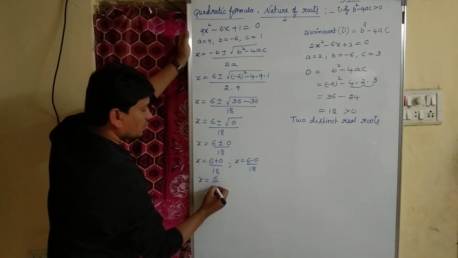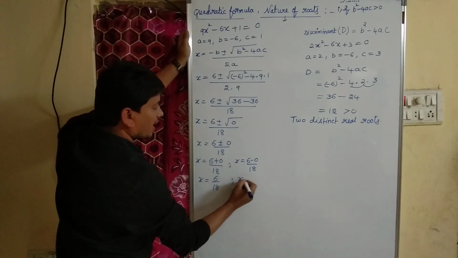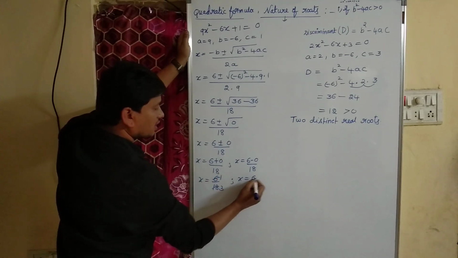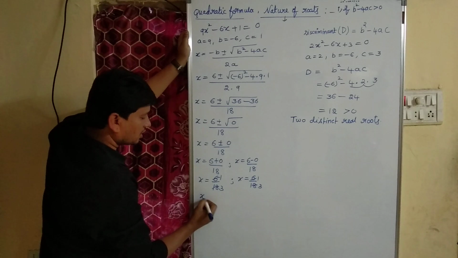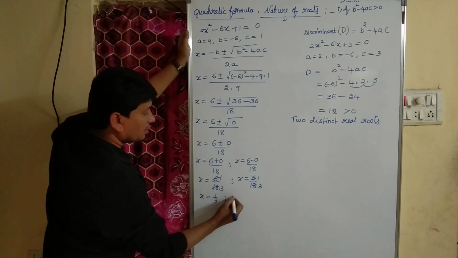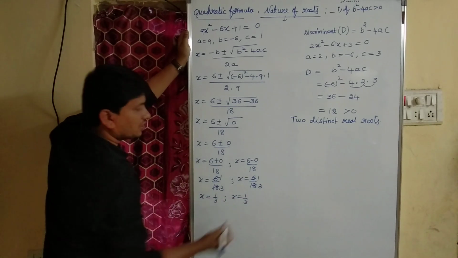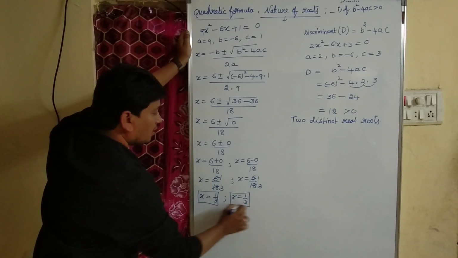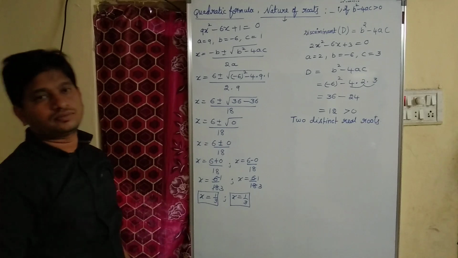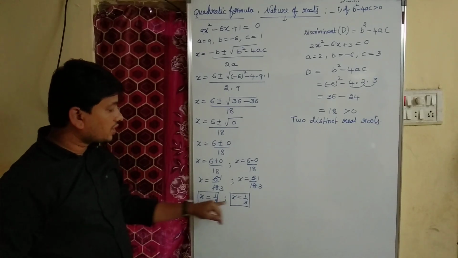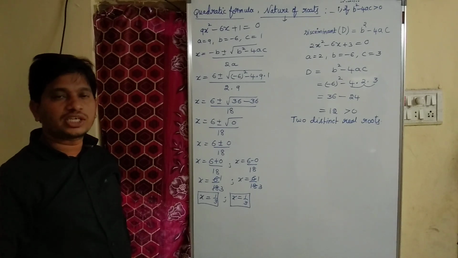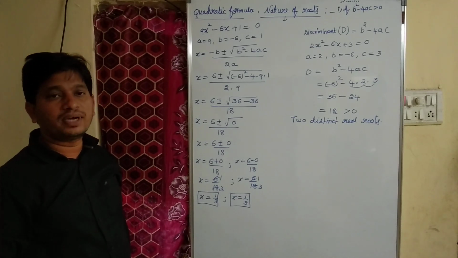So 6 plus 0 is 6 by 18, and 6 minus 0 is 6 by 18. 6 ones are 6, 6 threes are 18. So x is equal to 1 by 3 and x is equal to 1 by 3. Children, you check here, both are the same. Here both roots are x equal to 1 by 3 and x equal to 1 by 3 only.